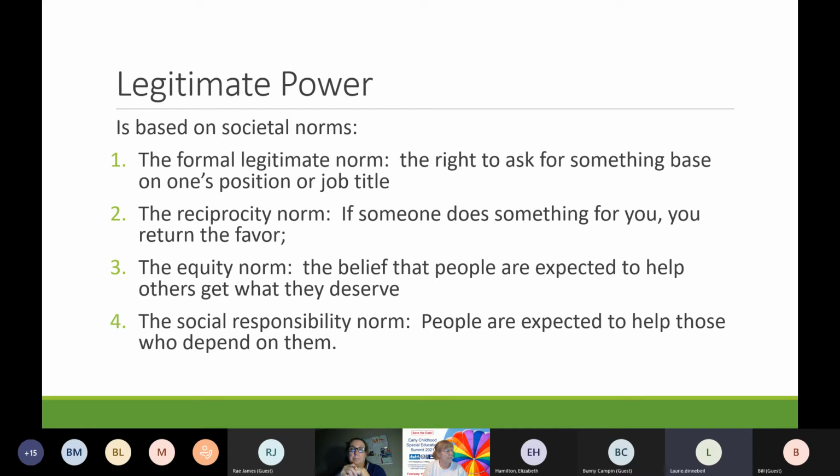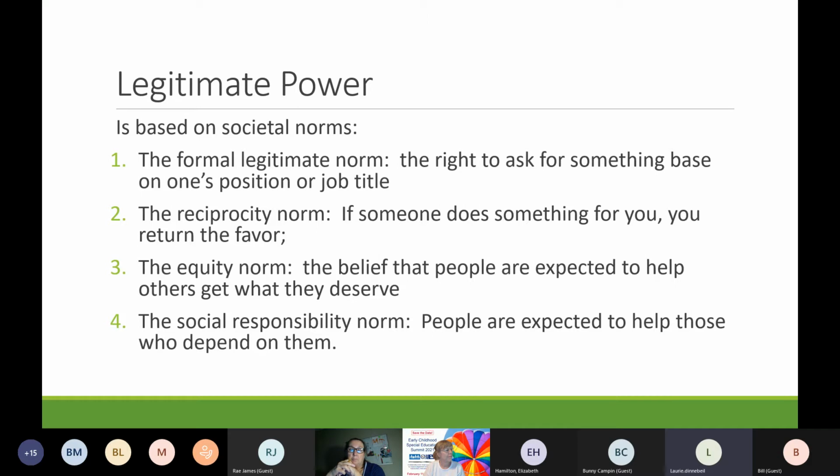The reciprocity norm: if somebody does something for you, you return the favor. A lot of times, let's say we're talking about progress monitoring. The itinerant teacher or itinerant professional has gone out of his or her way to provide supports and resources for the classroom teacher about helping children. And then the itinerant teacher maybe asks something of the gen ed teacher, to take some data or to help with something. That would be an example of reciprocity.